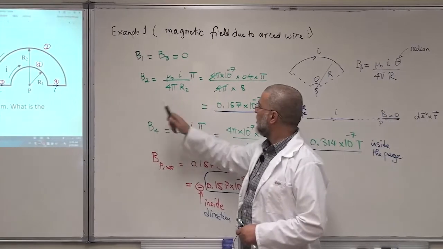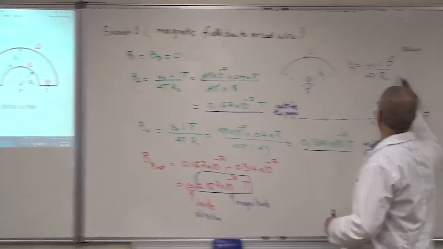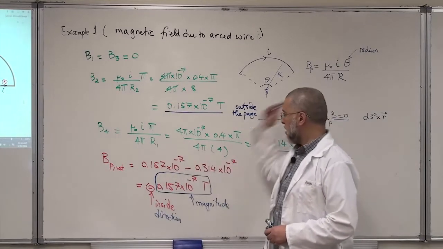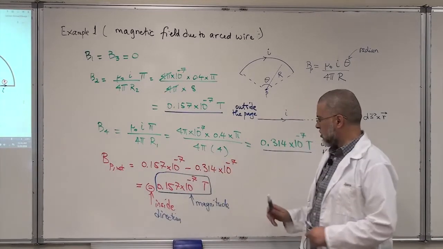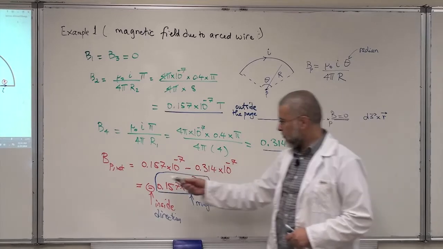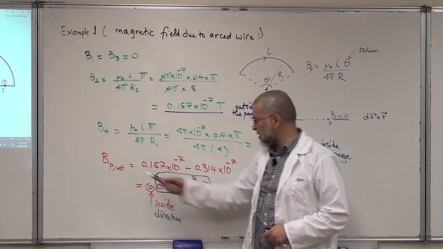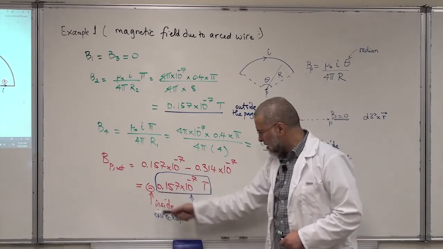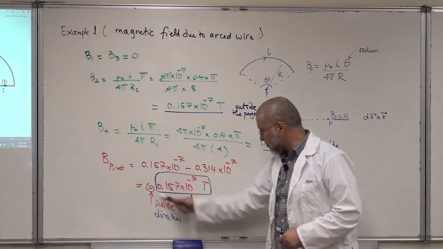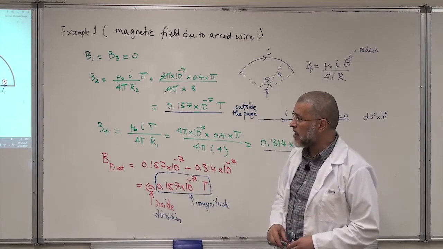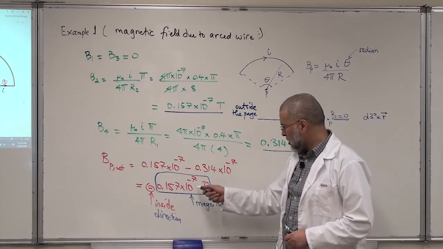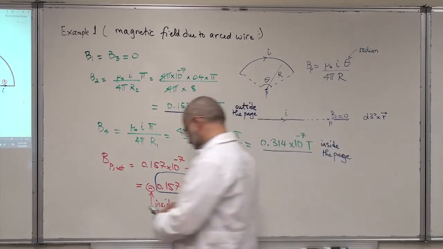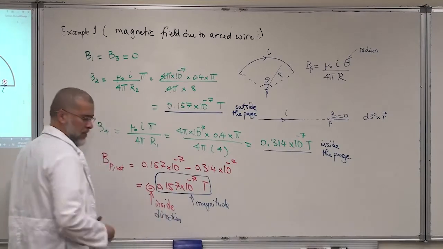Now, for B2, you use this formula from the Biot-Savart law, and you get the magnitude and direction. For B4, you use the same formula, you get magnitude and direction, and then the outside is positive, the inside is negative, and you get a minus sign because of the direction here. The magnitude of the magnetic field is this. What is the magnetic field at the center, point P? This is its magnitude, and this is its direction. It is inside.